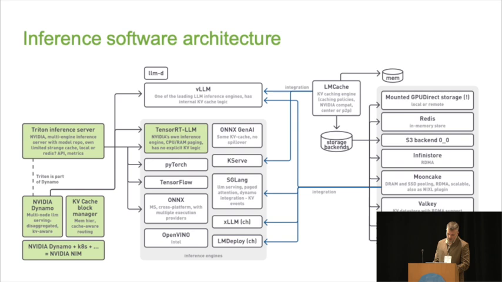So this is a quite busy slide demonstrating typical inference software architecture. On the left side, you can see inference servers and orchestrators, mostly developed by NVIDIA. In the middle, there are multiple engines for inference. Each inference engine can have its own key value cache, and on the right side you can see different backends for key value cache, beginning from local storage and some kind of key value stores.